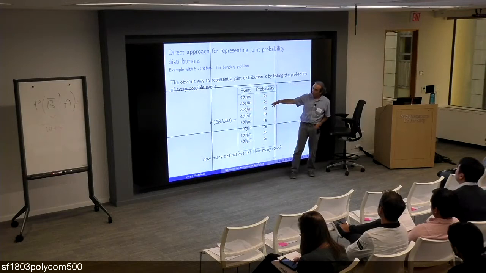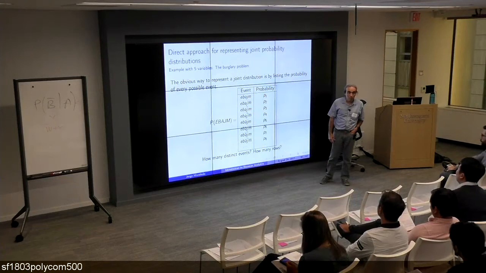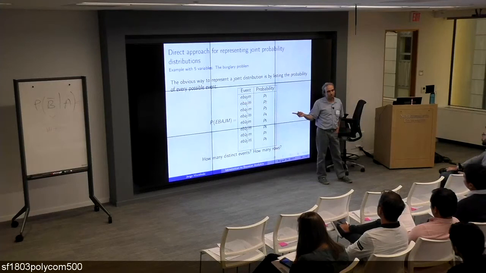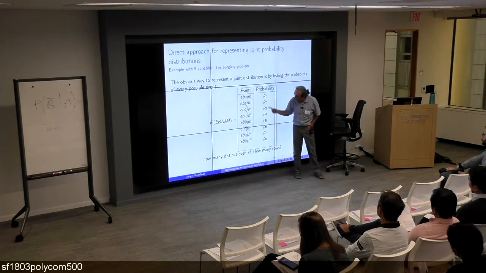How many entries are in this list? Okay, so there are 2 to the 5, right? We did this in class a long time ago for those who took the class. Okay, so there are 32. How many independent ones are there? So how many independent numbers are here? How many numbers do I have to produce to produce the whole table? Do I need all 32 of them, or can I get by with fewer?